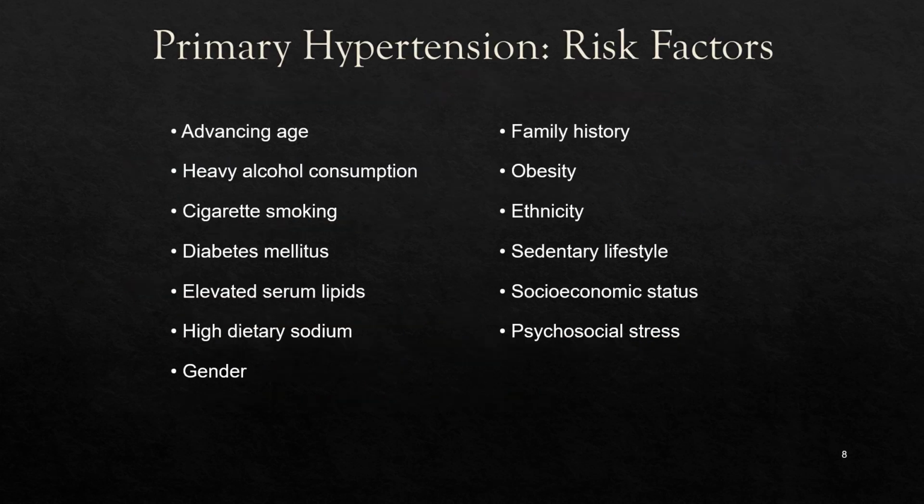So looking at the risk factors for primary hypertension, the easiest way to do it is to break them into modifiable risk factors and non-modifiable risk factors. On the slide, they're not separated, but think of modifiable risk factors as things that you can change. So for example, heavy alcohol consumption, cigarette smoking, diabetes mellitus. You may not be able to change having diabetes mellitus, but you can control your blood glucose level. Elevated serum lipid levels, high dietary sodium intake, living a sedentary lifestyle, those are all modifiable, whereas non-modifiable risk factors, advancing age, a family history, your ethnicity, will not be something that can be modified.